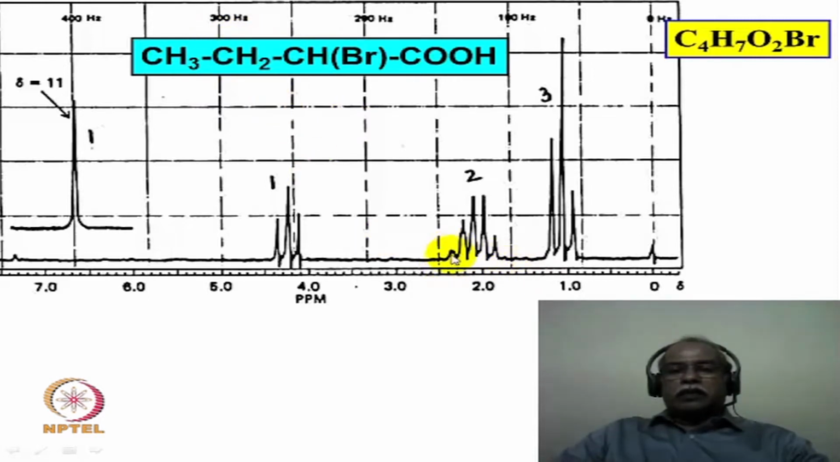So you can see here a quintet, 1, 2, 3, 4, 5, a 5 line intensity is what you see in this particular signal. The terminal CH3 is split by the CH2 and it appears as a triplet around 1.2 ppm or so.